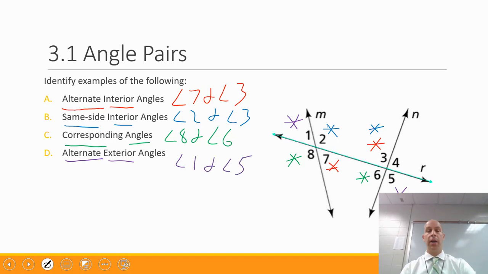Now, please keep in mind that this lesson is basically just students being able to recognize those relationships, those special names. There is more than one correct answer, so I've only given you one pair. In the case of corresponding angles, it turns out that there are 4 pairs, so I've not given a complete list of all the corresponding angles, just one example.